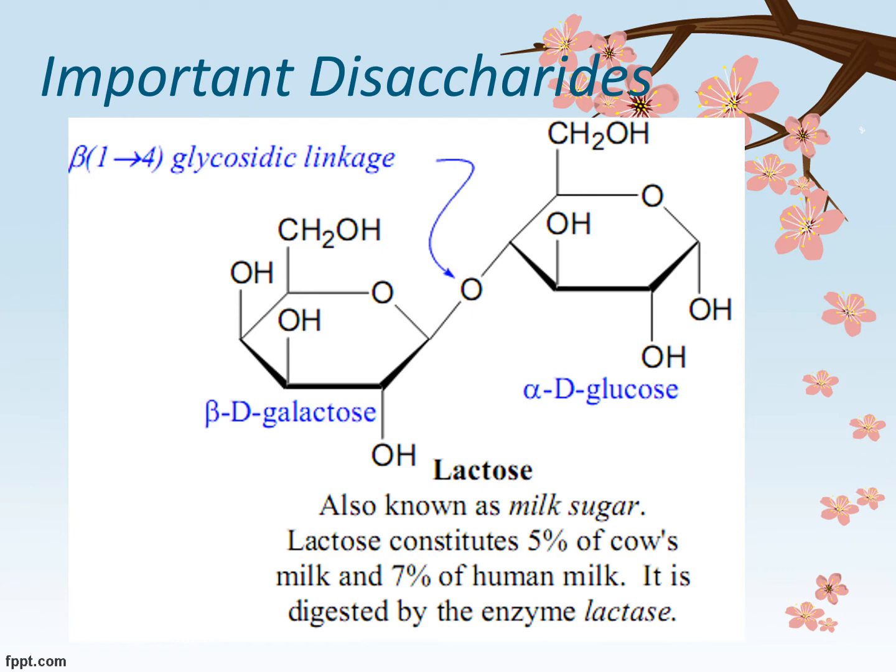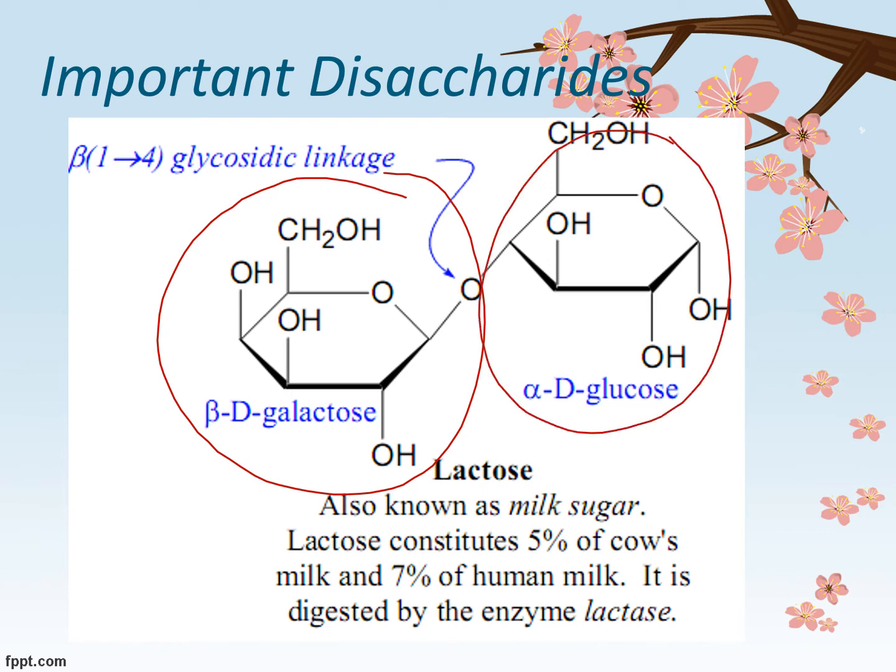Another example of an important disaccharide is lactose, also known as milk sugar. This is only found in either cow's milk or human milk, and the composition of lactose in human milk is much more compared to the lactose present in cow's milk. Lactose is composed of galactose joined by a beta 1 to 4 glycosidic linkage to glucose. So maltose is alpha 1 to 4, lactose is beta 1 to 4.